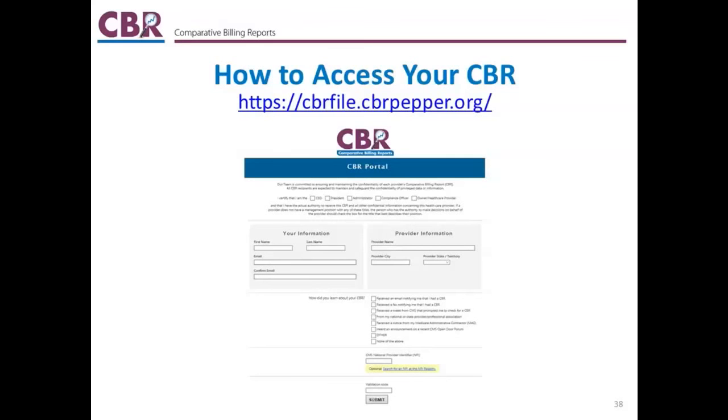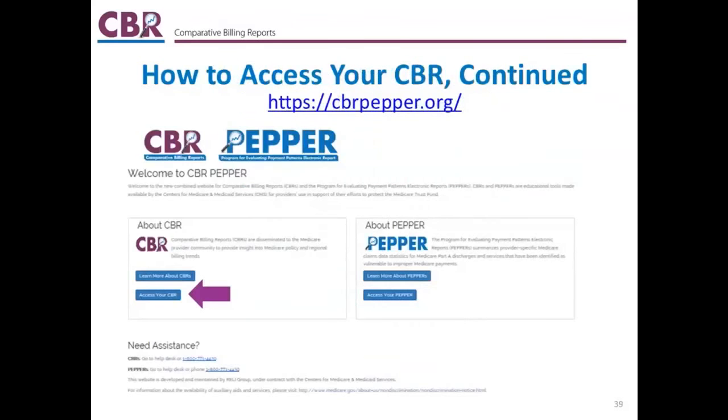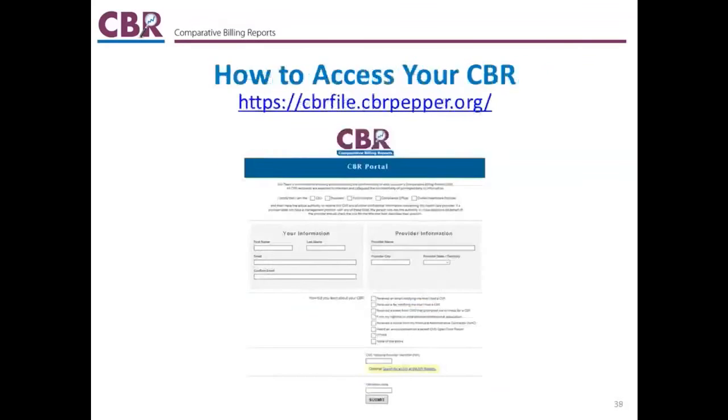You can also go to cbrpepper.org and click the Access Your CBR button, which you can see here. There's a big purple arrow pointing to it. That takes you to this page again, and again, you're just asked to fill in the same information.